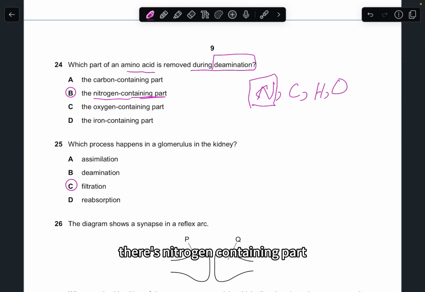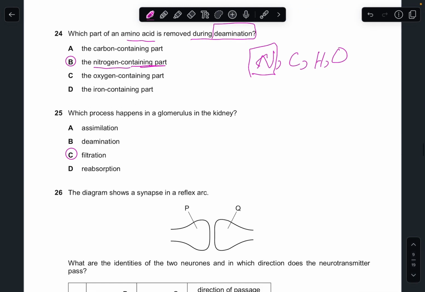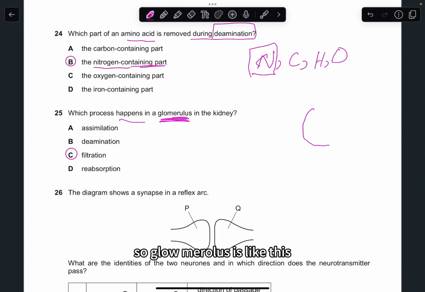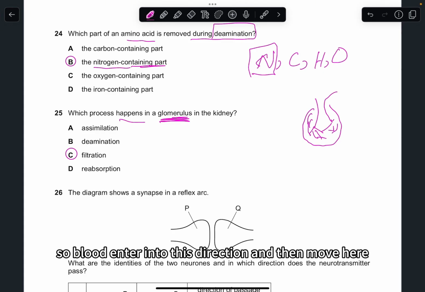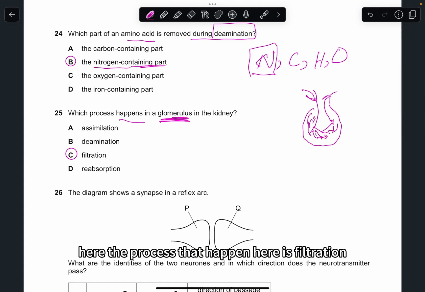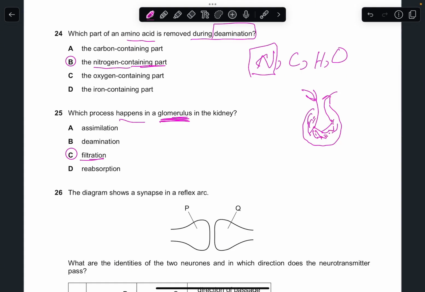That's the nitrogen containing part. Which process happens in the glomerulus? So the glomerulus is like this, and here are the blood vessels. The filtration happens here. So blood enters from this direction and then moves here. So the process that happens here is filtration.